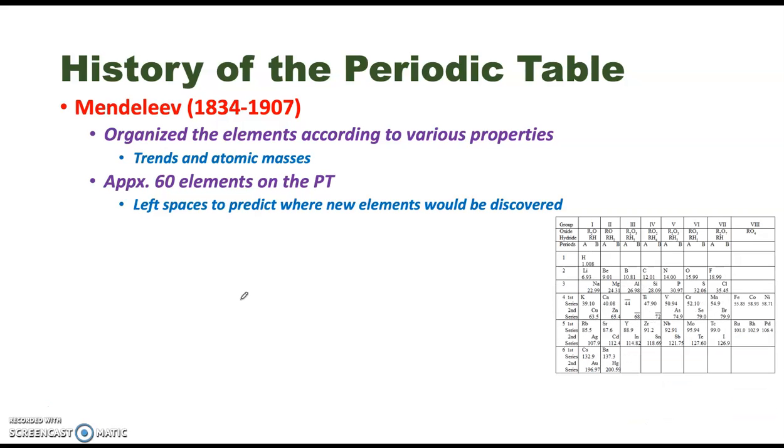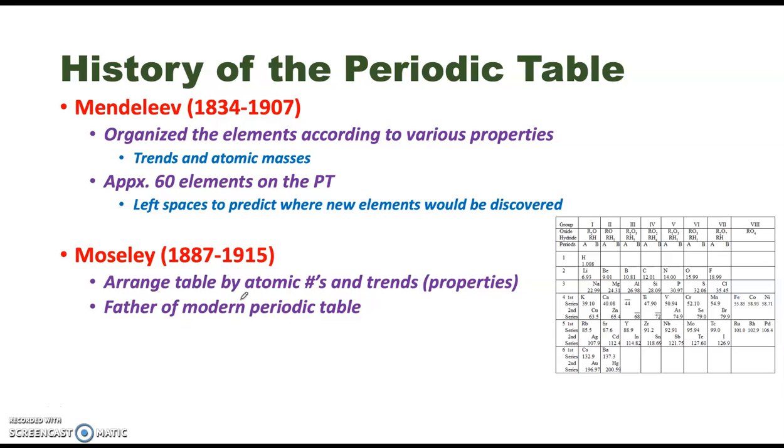His periodic table looked something like this, not like what we see today. But there was one big flaw: he organized them by their trends and their masses. If you look at your periodic table, the masses of the elements do not necessarily go up every single time. There are a few cases where the next element has a lower mass than the previous one. So Mendeleev actually had those elements backwards because he went from lowest mass to highest mass.